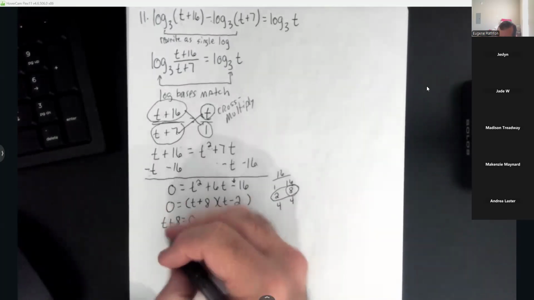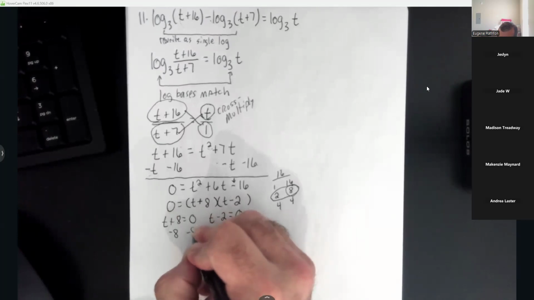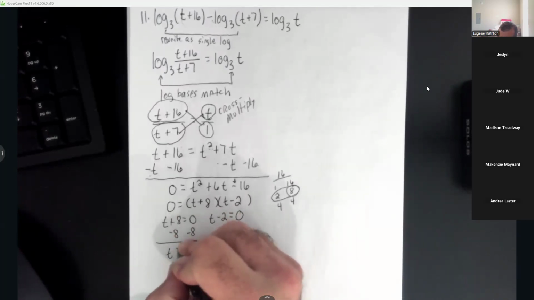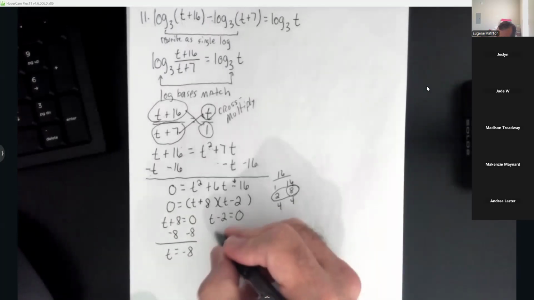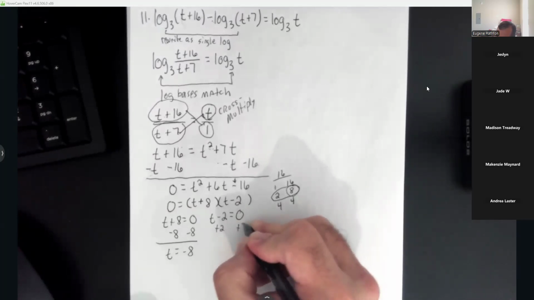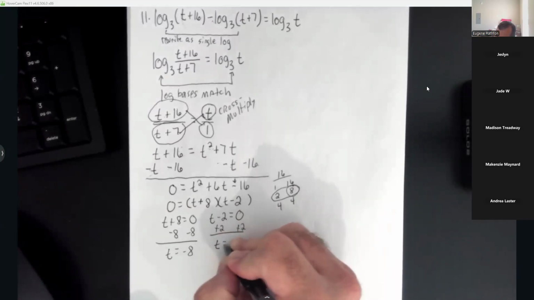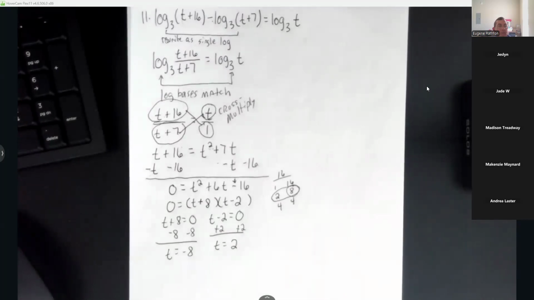So y'all, looks like the first one, I'm going to subtract 8. I get t equals -8. Second one, I'm going to add 2. And I'm going to get t equals a positive 2. So on this one, what are y'all putting in MATLAB?